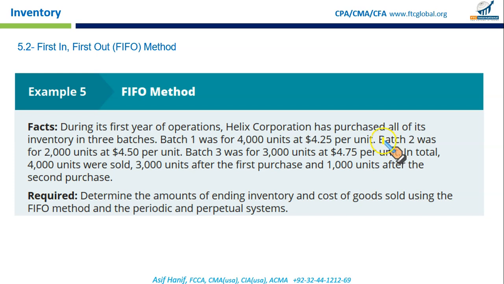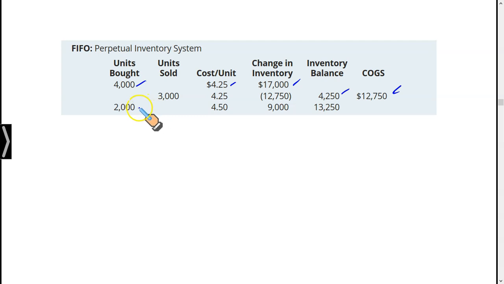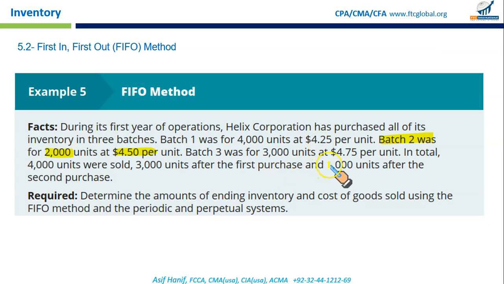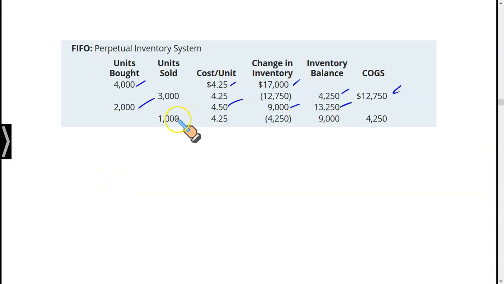Batch 2, 2,000 units at 4.5 each. Here we go, 2,000 at the rate of 4.5 each. So that is the addition in inventory, and that becomes part of your new figure of inventory. This plus this is equal to this. Then it says further that 1,000 units were sold after the second purchase. First in, first out perpetual. So these 1,000 units will go out of this inventory. Of the 4,000, 3,000 are already gone. Now 1,000 units at 4.25. So this is the change in inventory. This less this gives you the balance in inventory, and this figure 4,025 is now charged to your CGS.